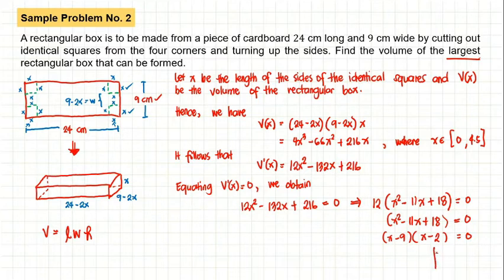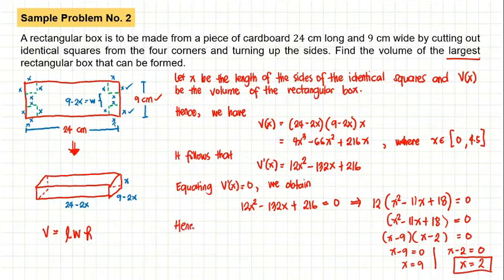From that, we can now solve for the values of x. We have two values of x here. We have x minus 9 equal to 0, so x is equal to 9. And we also have x minus 2 equal to 0, so x is equal to 2. However, we will only take the values that are within the closed interval 0 to 4.5. Since 9 is beyond 4.5, we will not take x equal to 9. So we will only take x equal to 2. Okay?